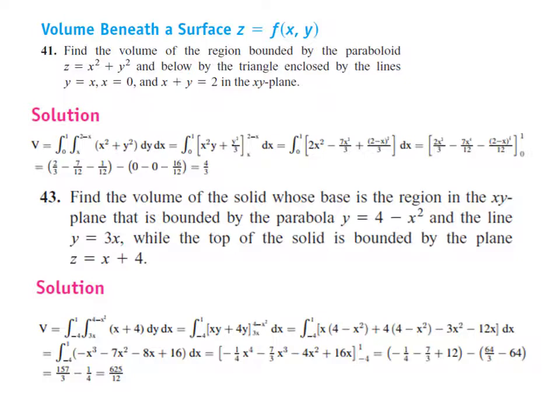So the integration of minus x cube is minus 1 by 4 into x to the power of 4. Then the integration of x square is x cube by 3 into 7 minus 8 into x square by 2 plus 16 into x. Let us apply the upper limit 1, then lower limit minus 4. We'll have the resulting value is 625 by 12.